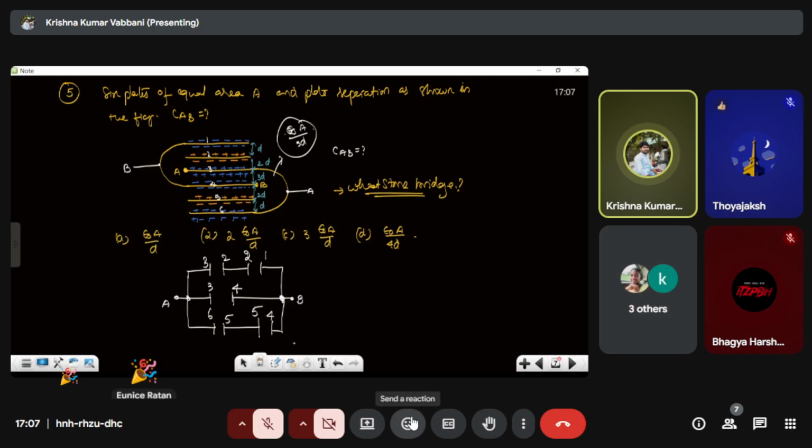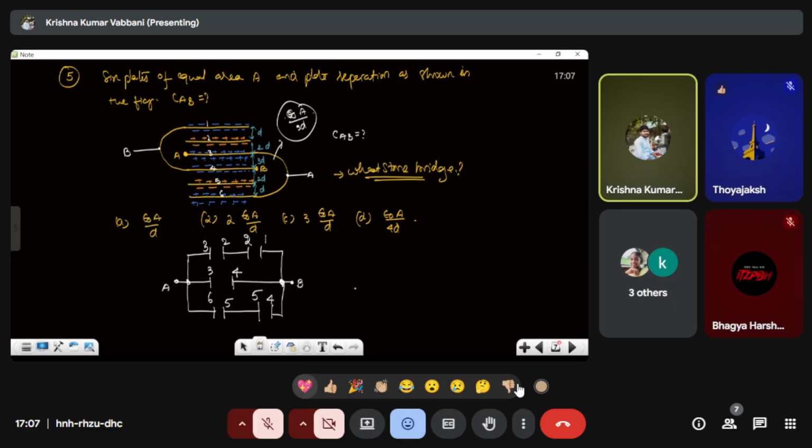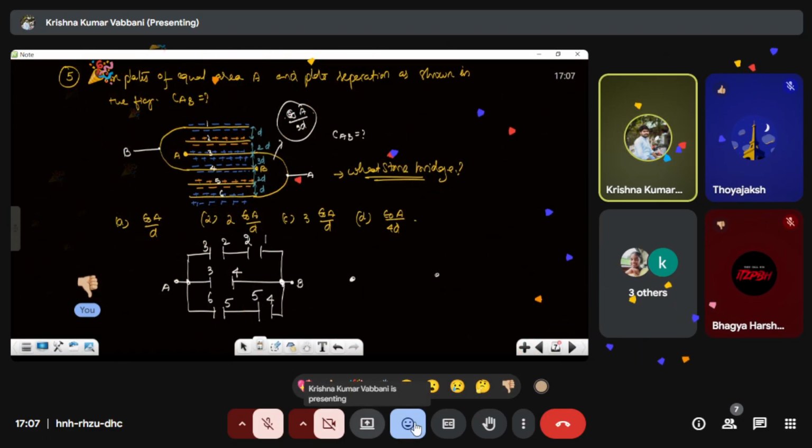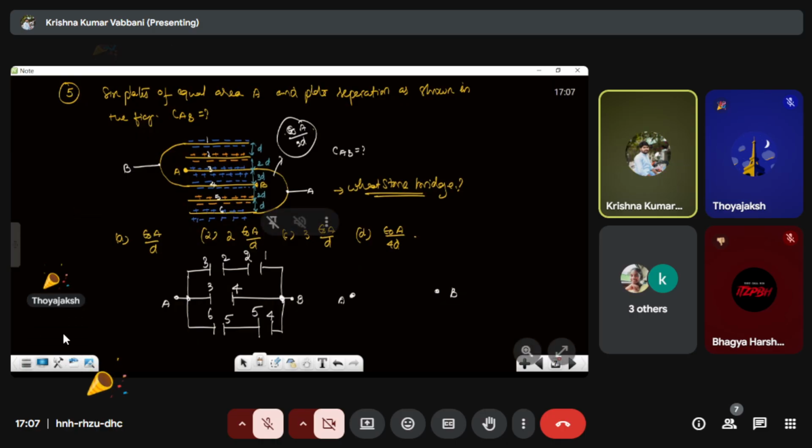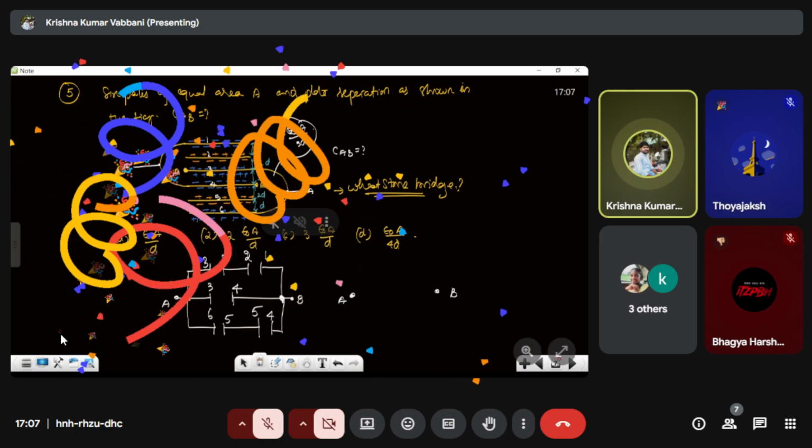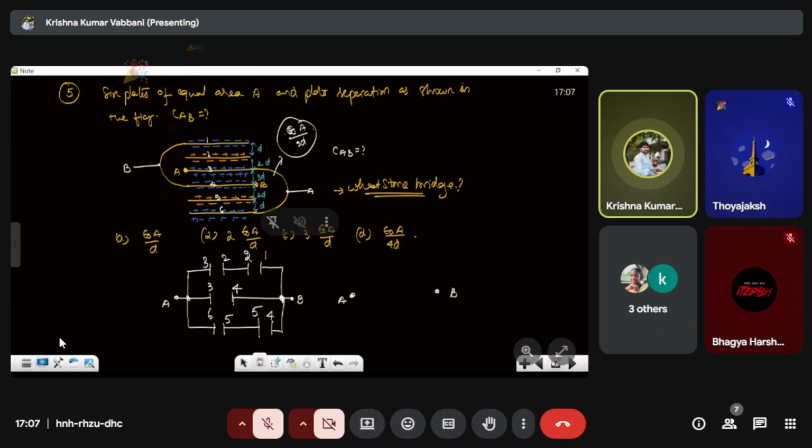So let's see how we got this one. We have taken the two terminals A and B. You have to take it from the positive or negative side. Let me explain clearly. What is the charge distribution here? We are not talking about the charge distribution only. We are just making the circuit here first.